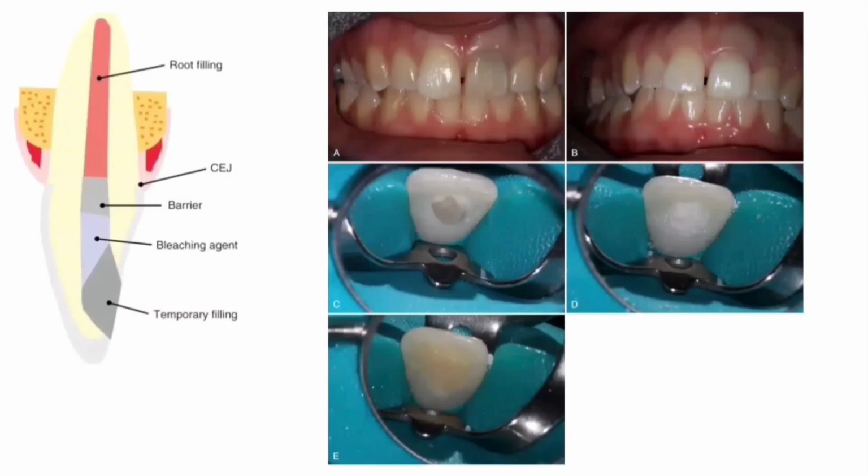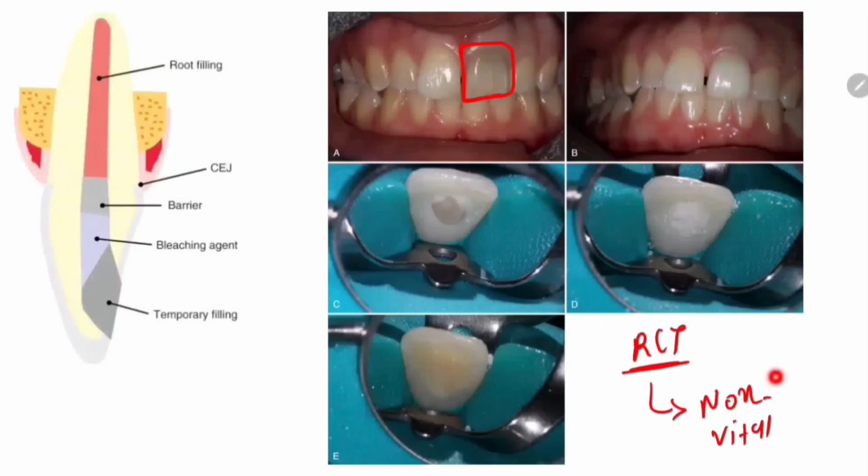So first of all, this is your stained tooth which you want to treat through the walking bleach. In this you have to first treat this tooth with RCT. That's why this walking bleach is a type of non-vital bleaching. So you have performed your RCT normally, and after this you have to remove 1 to 2 millimeters of gutta percha from this root canal, approximately till the cemento-enamel junction.